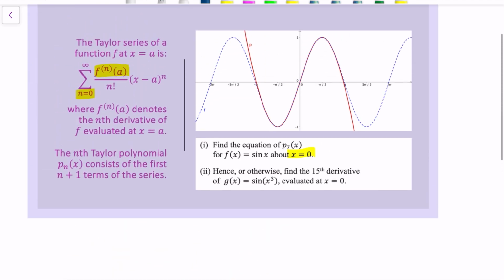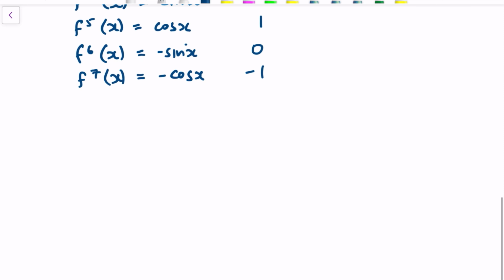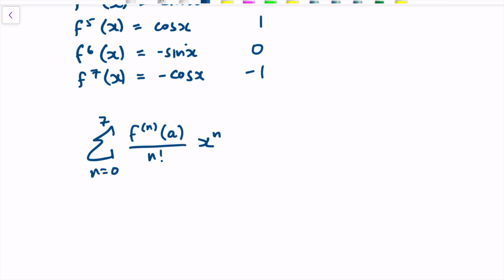Now we need to substitute that in, divide it by n factorial, and then multiply by x minus a, but a is 0. So we've got the sum from n equals 0 to 7 of f^(n) evaluated at a. Remember, that means the nth derivative of f evaluated at a, divided by n factorial, all multiplied by x to the n, not x minus a because we're at 0. This is actually called a Maclaurin polynomial because it's 0. It's a special one.